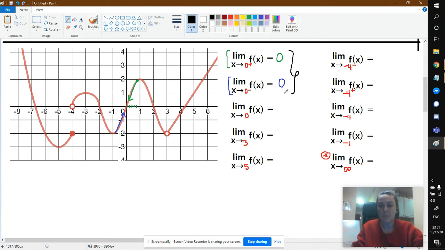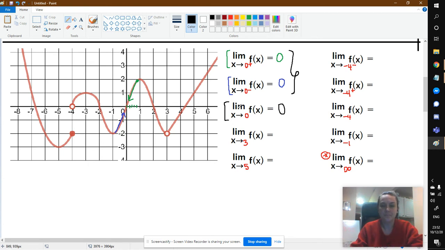Because the left-handed and right-handed limits of x approaching 0 are the same number, when we just say the limit as x approaches 0 straight, no plus or minus, it is also 0, right? The two sides agree, we're doing good.